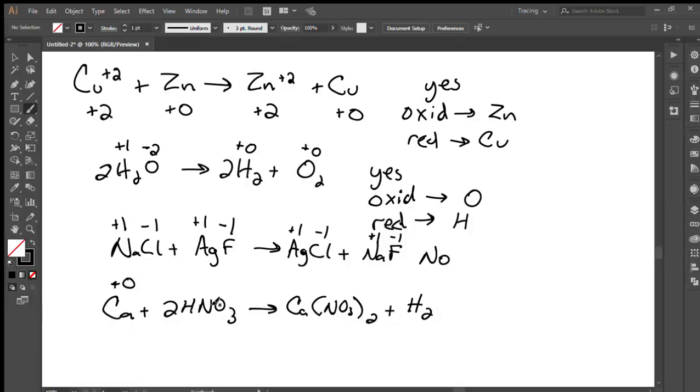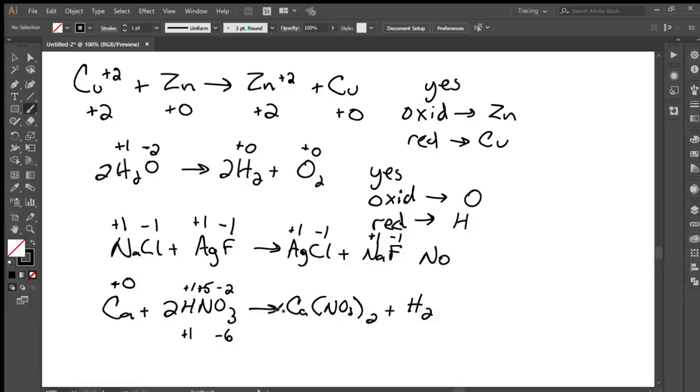This is a little more complex. Let's start with hydrogen. We know hydrogen is a +1 because there's not a metal here to make it a -1. Oxygen, if you look at ionic, is -2. So that means nitrogen has to be what? Well, we've got 3 oxygens, which is -6. We've got 1 hydrogen, which is a +1. In order to balance out, nitrogen has to be +5. So that 5 plus 1 is 6, balances out the -6.